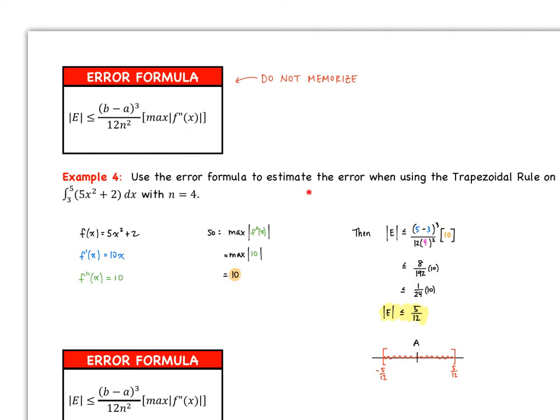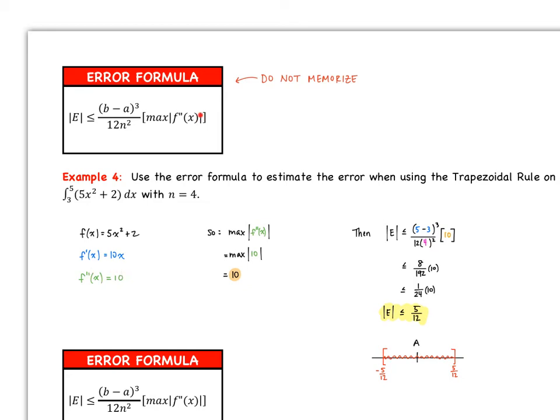We're going to use the error formula to estimate the error when using the trapezoidal rule on this integral with n equals 4. They're telling us, if we have 4 trapezoids here, how close are we going to get to the actual value, the actual area under this curve? Step one is I need to know what my second derivative is. If f of x is 5x squared plus 2, we go through the motion: f prime is 10x, so f double prime, our second derivative, is going to be 10.